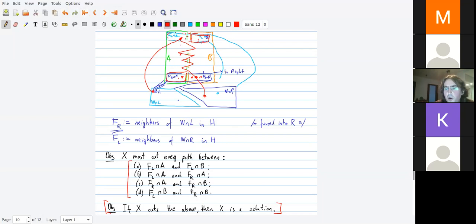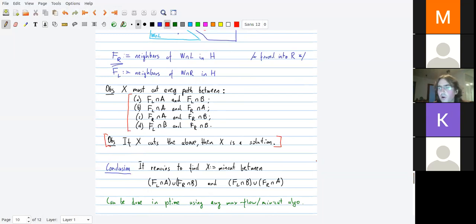Good. So was this observation clear? And if so, put a plus one. Good. There were some plus ones. I hope that for the others, this is semi-clear. You need to stare a little bit at this argument to understand that this is really the case.